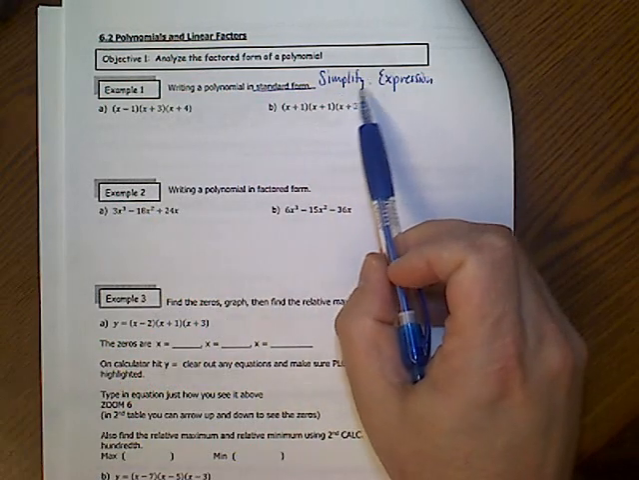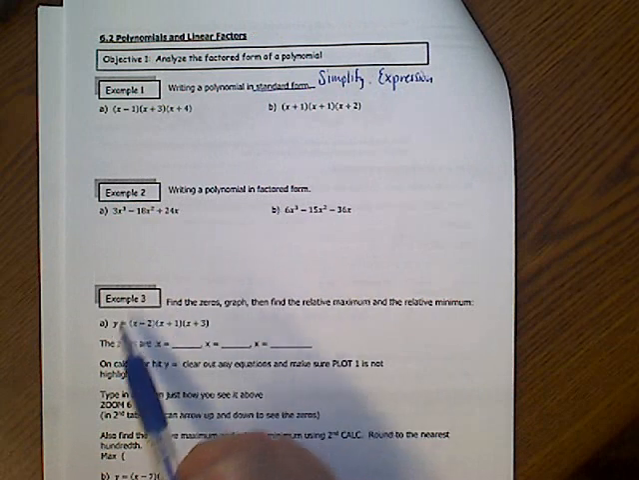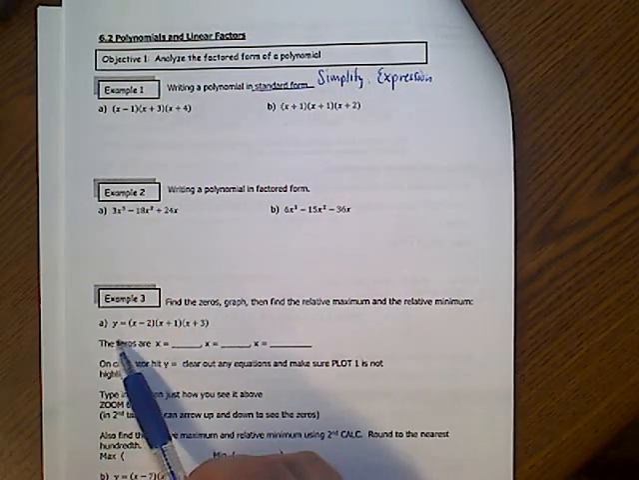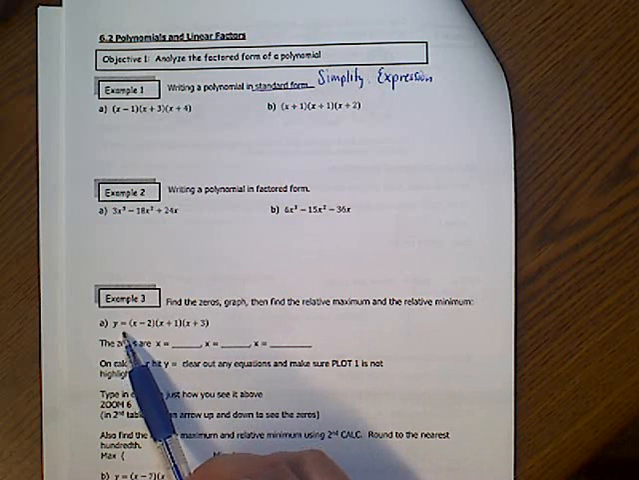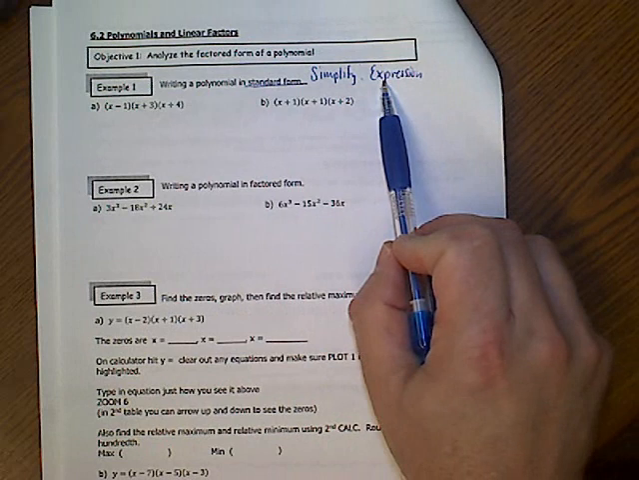So you need to remember what this terminology means. Expression is different than a function. What's the difference between an expression and a function? Or they used to call it an equation, but now they're calling it a function more often. If I look at one like example 3 right here, what's the difference between this being a function and this being just an expression?